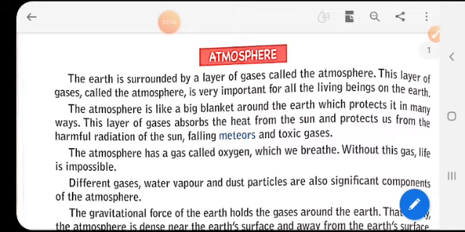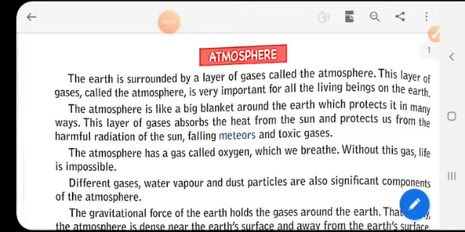So children, this atmosphere covering the earth's surface protects us from a lot of harmful radiations emitted by the sun. When the sun's heat reaches us, it reaches us without those harmful radiations. The atmosphere prevents these harmful radiations from entering the earth's surface and reaching us. Even the falling meteors and the toxic gases are prevented because of this atmosphere layer.